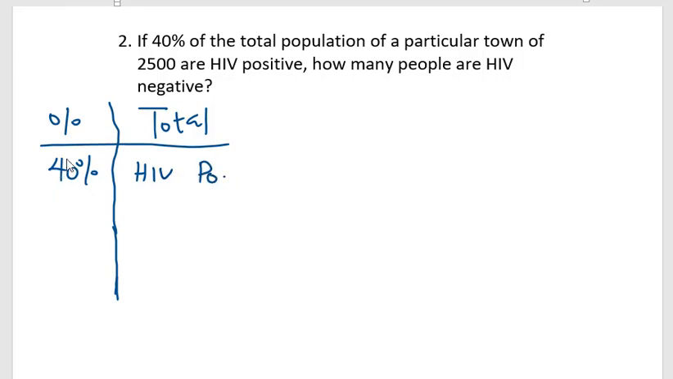And then how many people are HIV negative? So we don't know the percentage of people who are HIV negative. We don't know them, right? Okay, then we'll have total percent to be 100. No, 100 is total percent. So 100, that's total percent. And then we'll have total to be 2,500. Okay, I just wanted to take note of the information here.